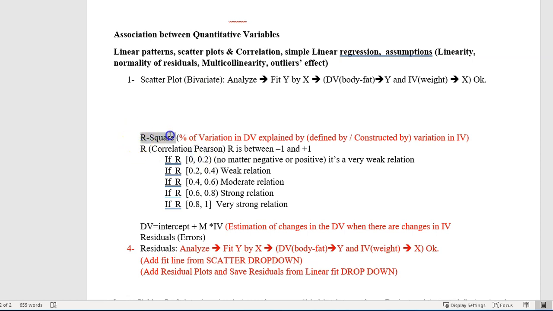R-square, how to interpret it? Multiply by 100, right? And the percent of variation in the DV, just find the name of the DV, is explained by variation in the IV. That's the interpretation. What about the R value? R is between -1 and 1. If it's close to 1, very strong or strong. Close to 0.5, moderate. Close to 0, weak or very weak.